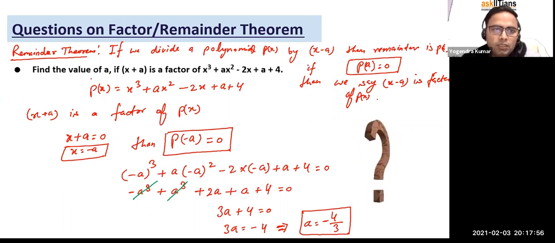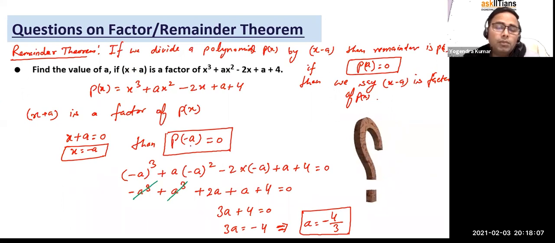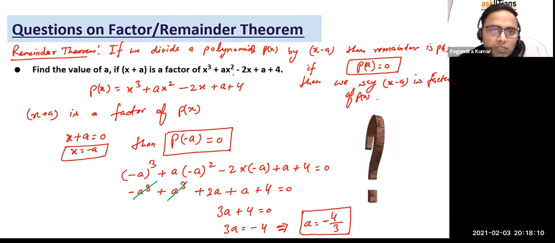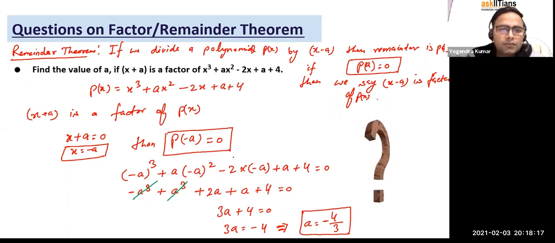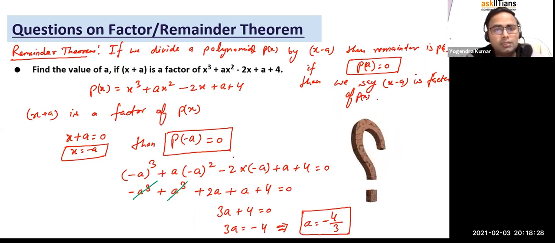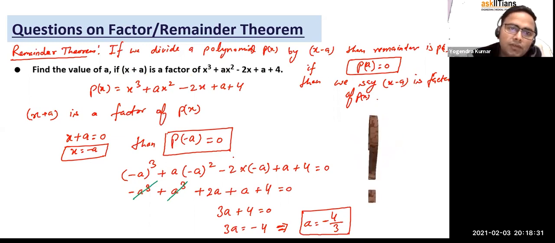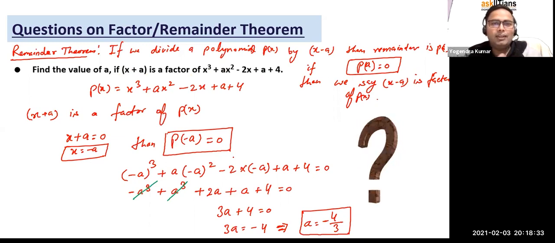I hope you understood. If we need to divide by x minus a, then we put p of a, right? If we need to divide by x plus a, then we need to find out p of minus a. We need to make p of minus a equal to 0. Why do we need to make it 0? Because x plus a is a factor of this. They said clearly that it is a factor of the polynomial, so the remainder has to be 0, right? You can do this by long division also. You divide the given polynomial, x cube plus ax square minus 2x plus a plus 4, by x plus a, right? I hope you got it.